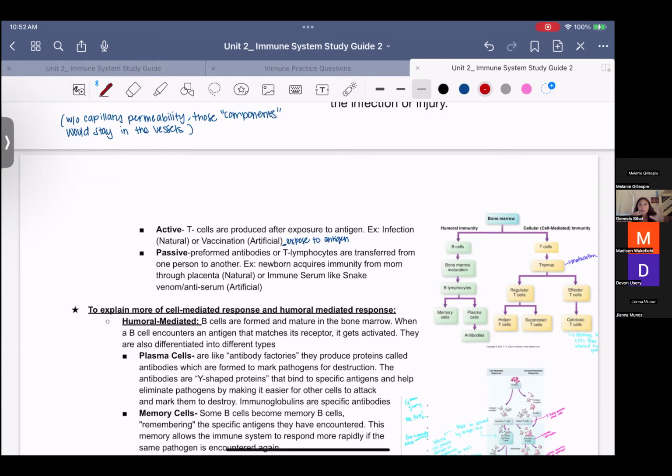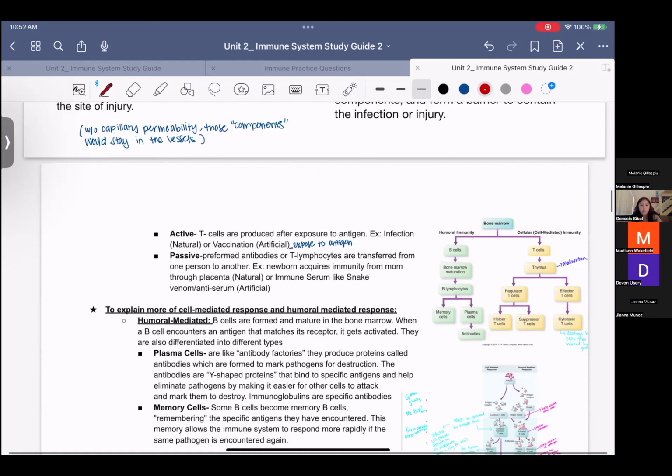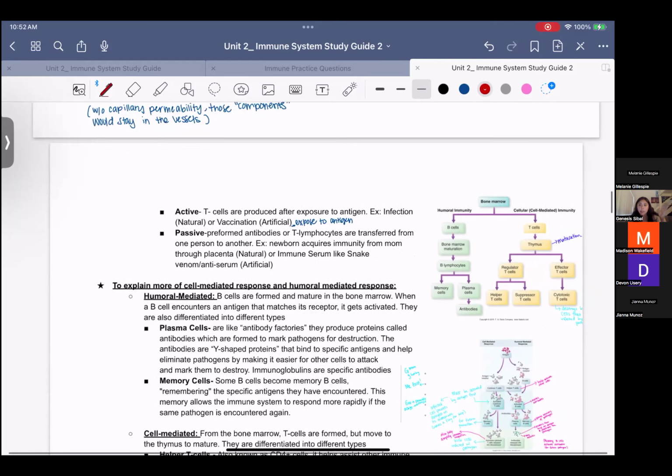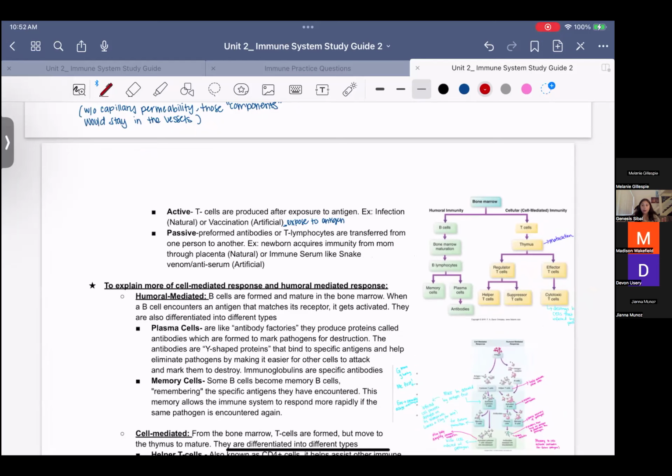It gets a little bit confusing because you have those different categories, but I would just think passive for pass, and then it's more natural, like a newborn with a mom. The next part is immune serum, like snake venom or anti-serum. I would just think about it like it's artificial. We're talking about an animal, not a person. So snake venom, if you end up getting it, it's an artificial type of exposure, but again, it still is an animal passing you something.